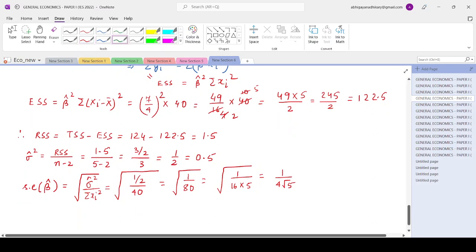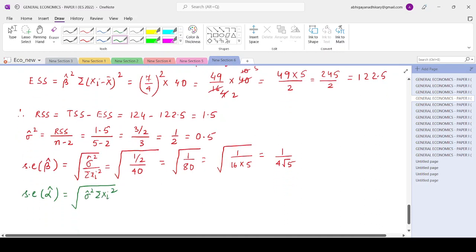And similarly, if you look at the standard error of alpha hat, what was the expression that I had written? It was sigma hat squared times summation capital Xi square, divided by n times summation small xi square. Now note that sigma hat square has been obtained and both the terms in the denominator are known. But we are not given the data on what is summation capital Xi square. So a simple tweak in the expression will work.